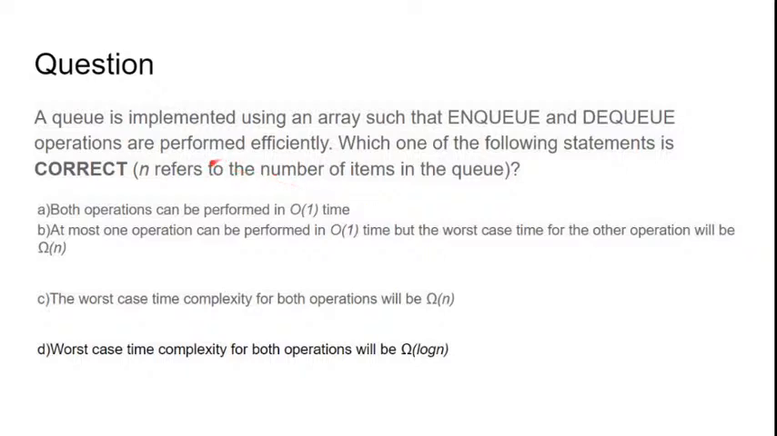What they are asking is which statement is true. The correct option is that both operations are performed in O(1) time, because here they are performing enqueue and dequeue operations efficiently. Efficiently means O(1) time. Since the question mentions that both operations are performed efficiently, even the worst case time complexity is O(1), because they used the word efficient.